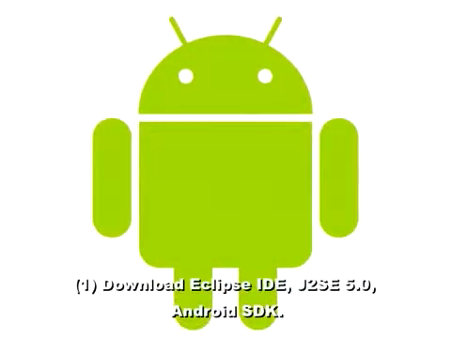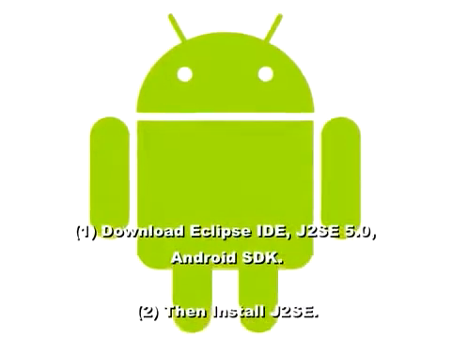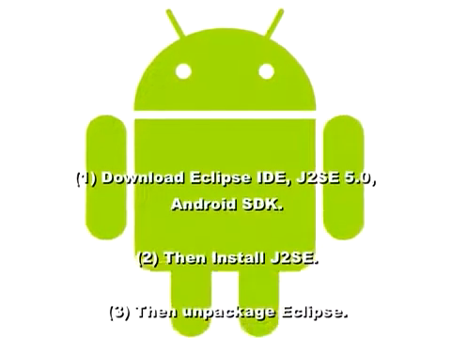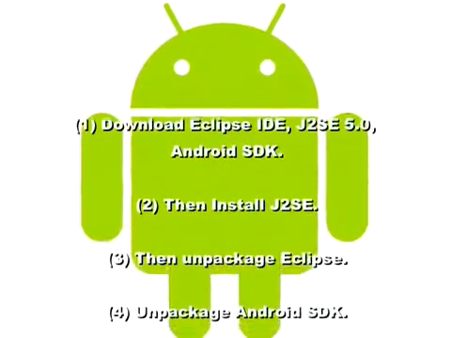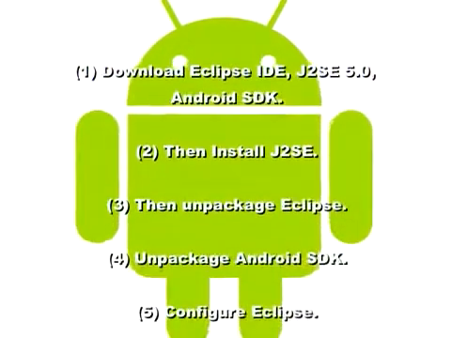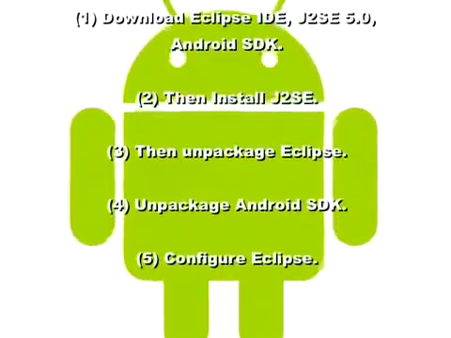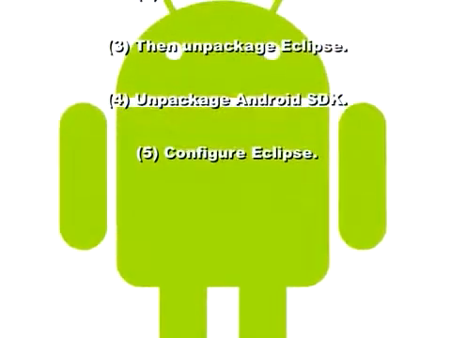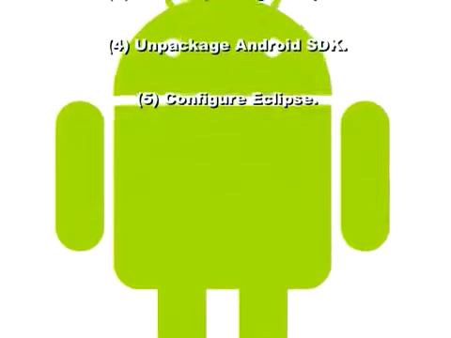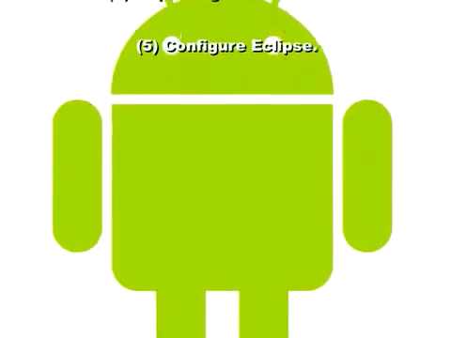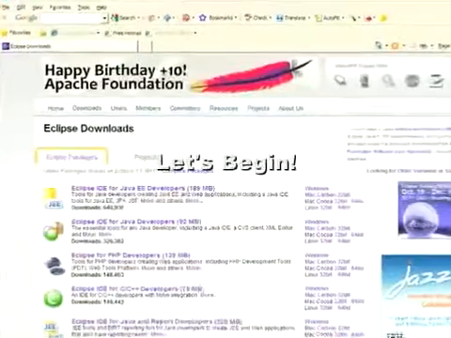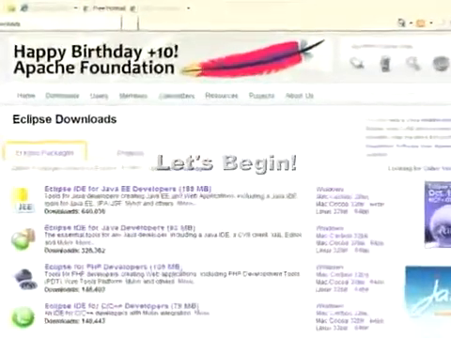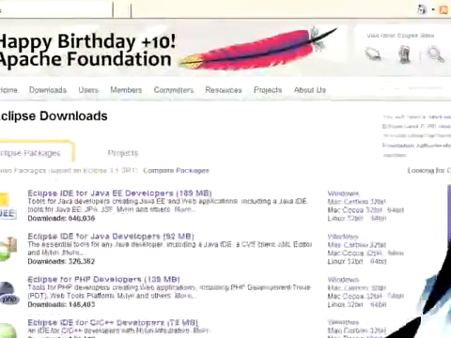Here's our laundry list of duties to be executed in this video. We're going to download Eclipse, Java, and the Android SDK. Then we'll install Java. Then we will unpackage Eclipse. Then we will unpackage the Android SDK, and then configure Eclipse. By the way, that's the Android trademark. Let's begin. We're starting on the Eclipse download page.